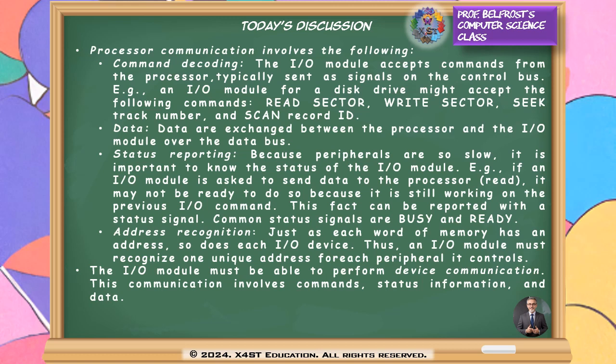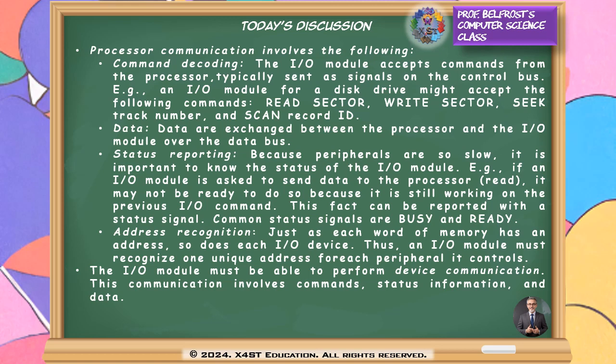The second one is processor communication, which involves these four things. First is command decoding: the I/O module accepts commands from the processor, typically sent as signals on the control bus. The second one is data: there are exchanges of data between the processor and the I/O module over the data bus. The third one is status reporting.